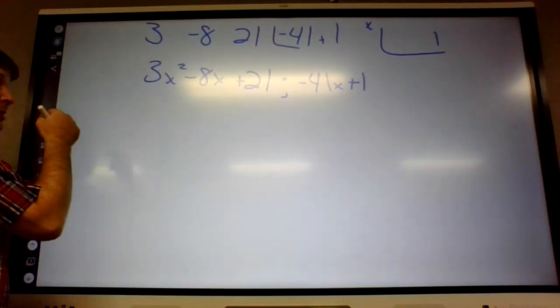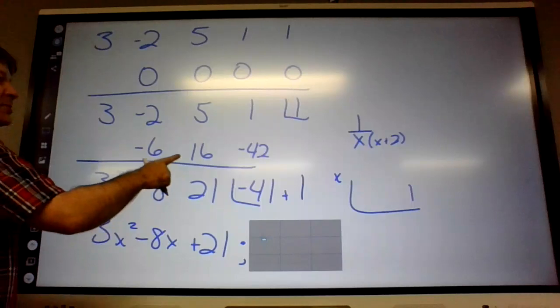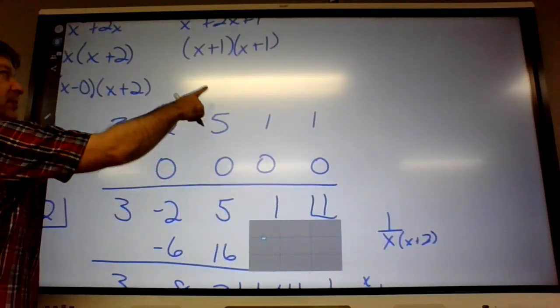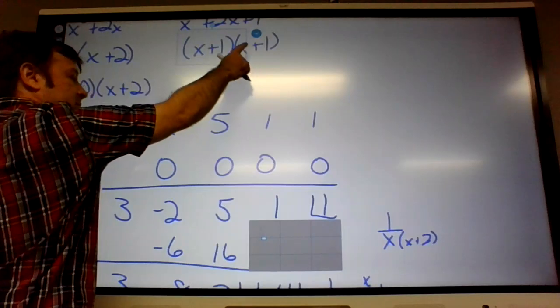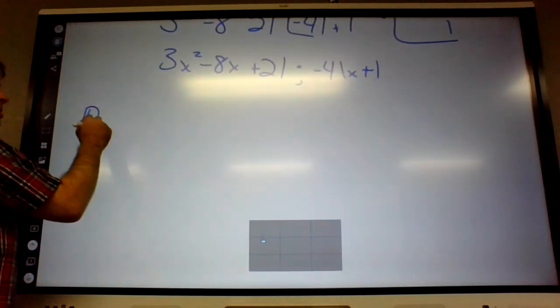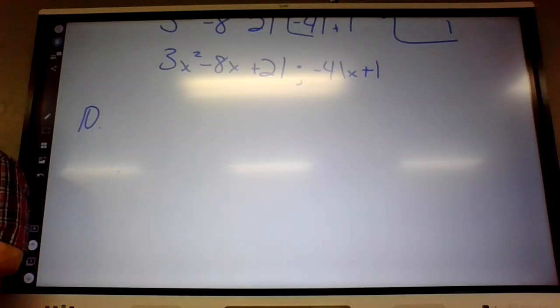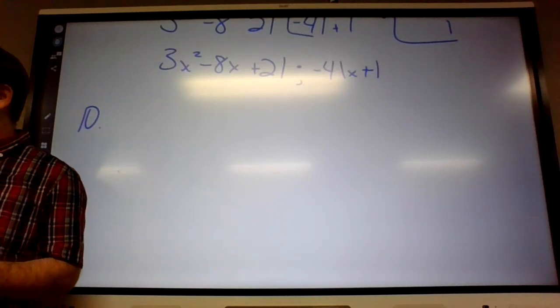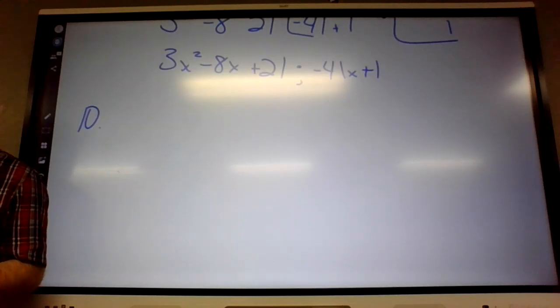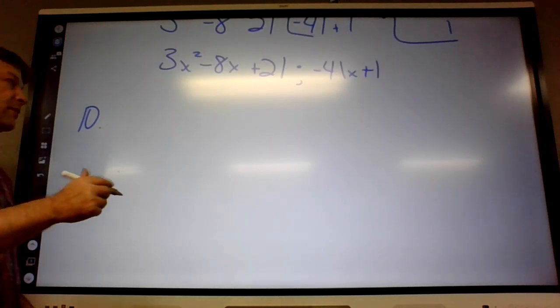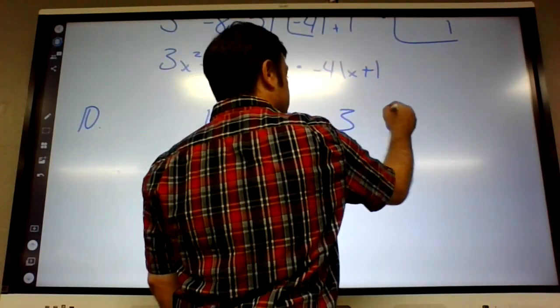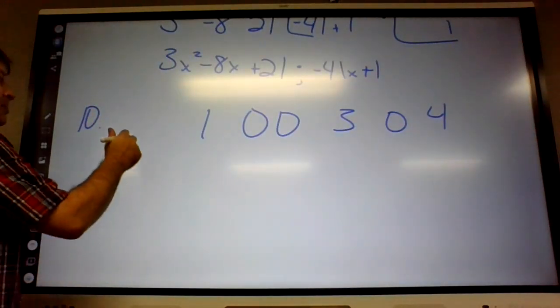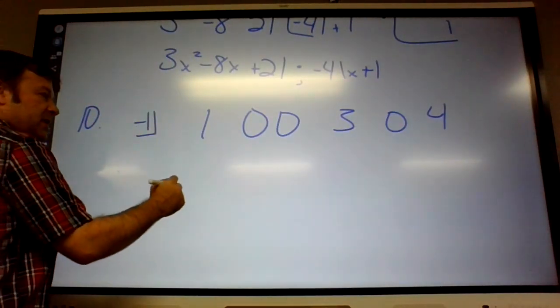Okay. So do you guys remember what the divisor x squared plus 2x plus 1 factored into? Yeah, it's x plus 1 and x plus 1. So that means we're going to have to divide with the negative 1 twice. Still don't remember. Okay, so you guys tell me, what are the coefficients, be careful, on number 10? 1, 0, 0, 3, 0, 4. And we're dividing by x plus 1 a couple times. So that's going to go right there.